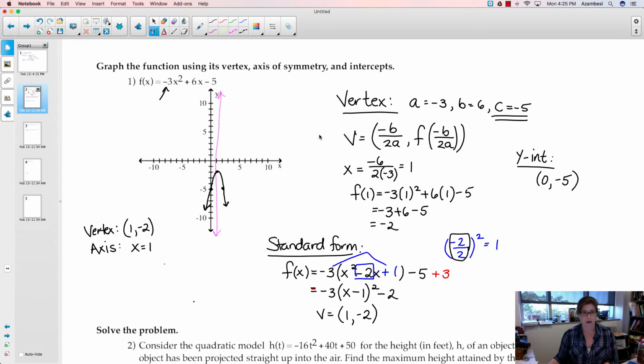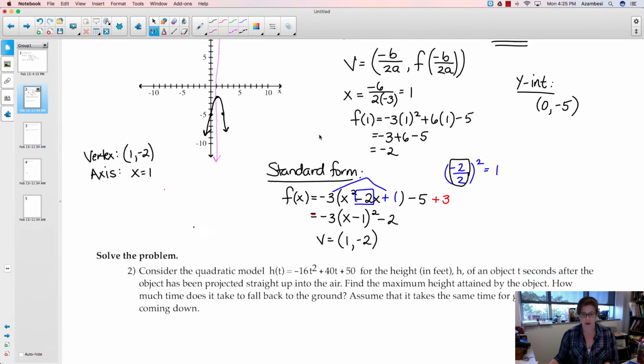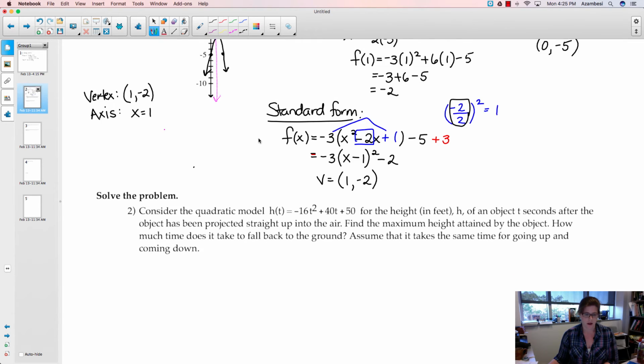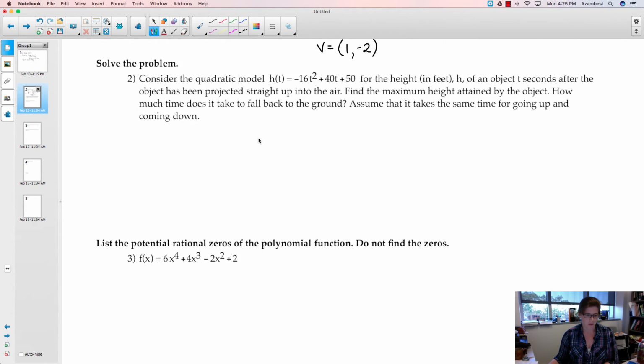All right, moving on. You will have a quadratic function that you have to solve like this. Moving on, solve the problem. Consider the quadratic model h of t is equal to -16t squared plus 40t plus 50 for the height in feet h of an object t seconds after the object has been projected straight up into the air. Find the maximum height attained by the object. How much time does it take to fall back to the ground? Assume that it takes the same time going up and coming down.